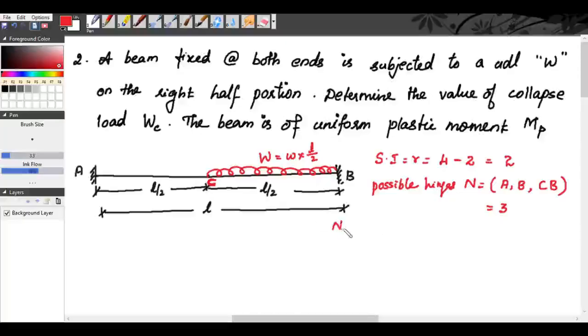Therefore, number of mechanisms is equal to N minus R, 3 minus 2 is 1. So we have only one mechanism. That is, you will have a plastic hinge at A, at B, and a point where the maximum bending moment occurs. So now our aim is to find where the maximum bending moment occurs. For that, we need to find what is RA, what is RB. So we will take the moments about B.